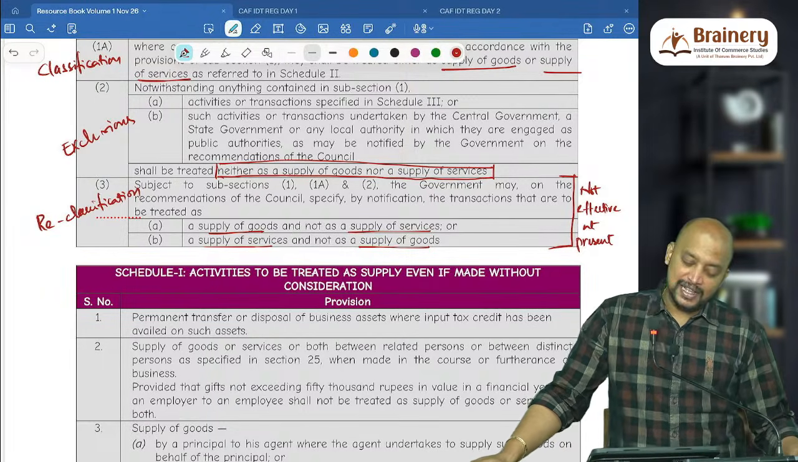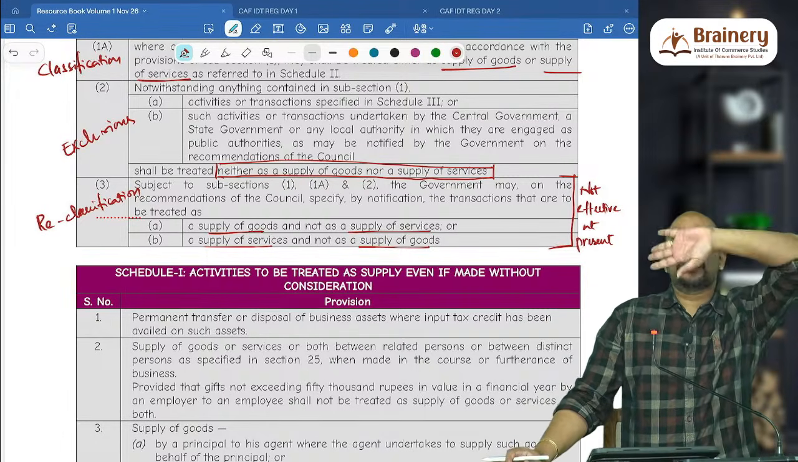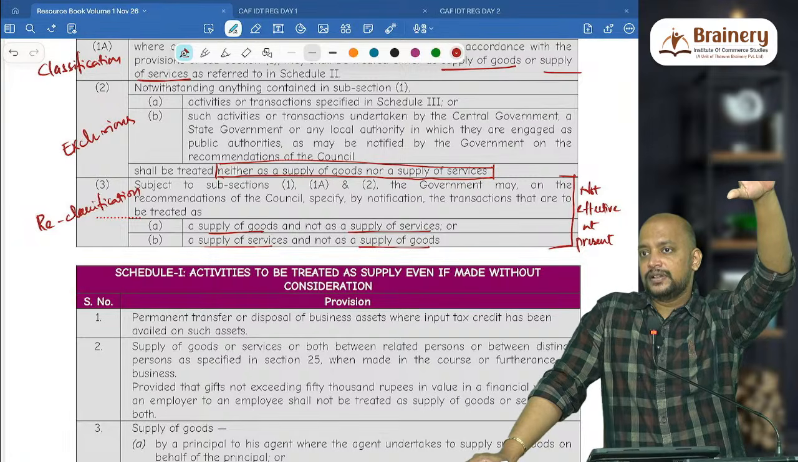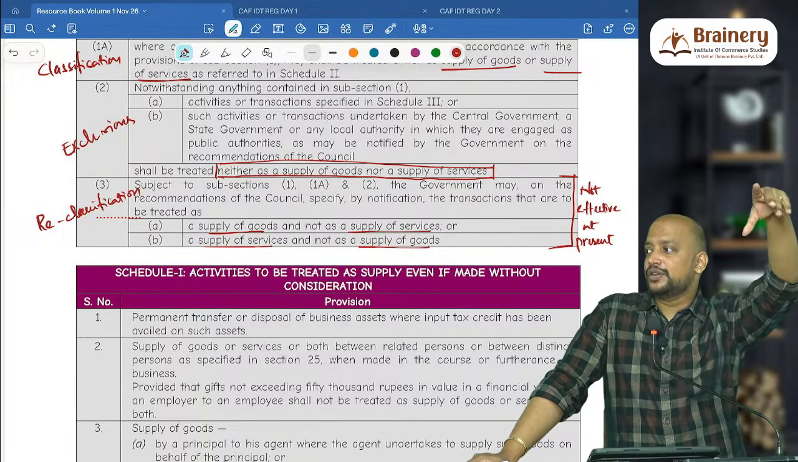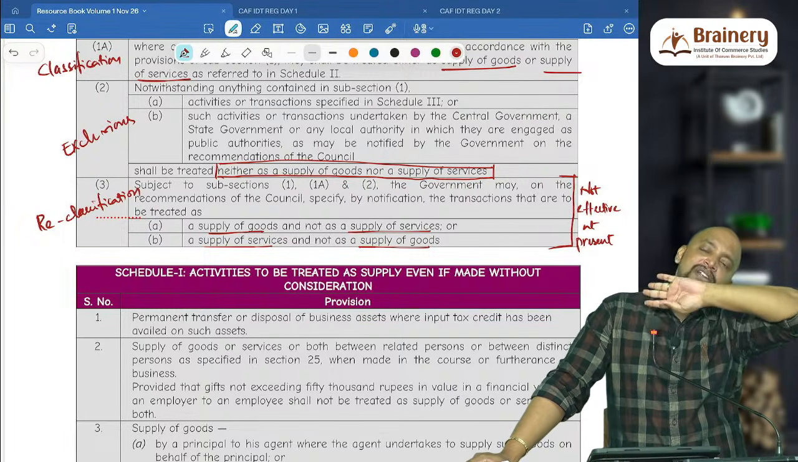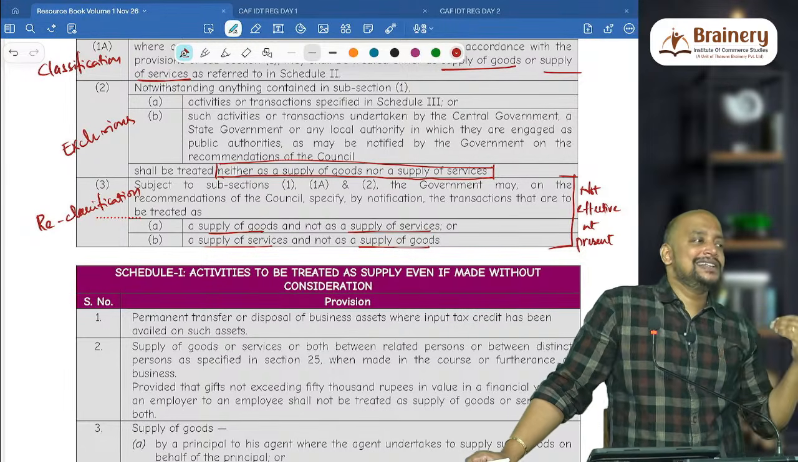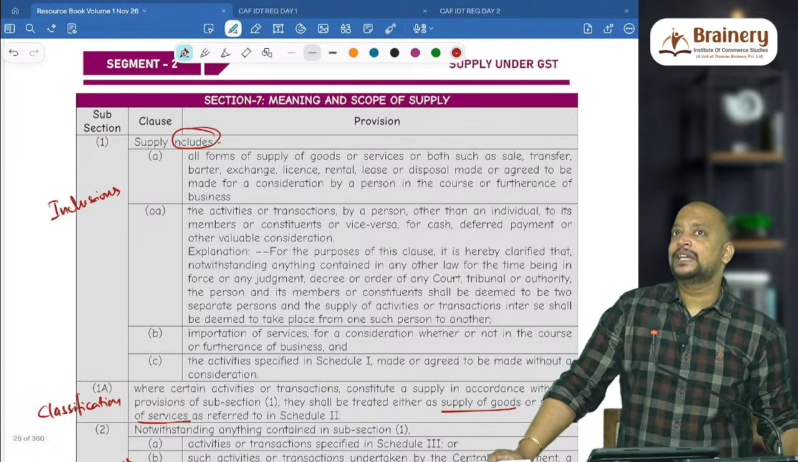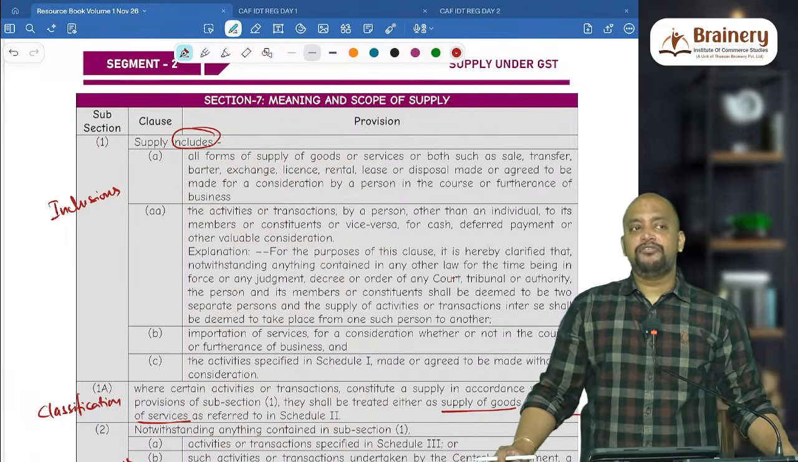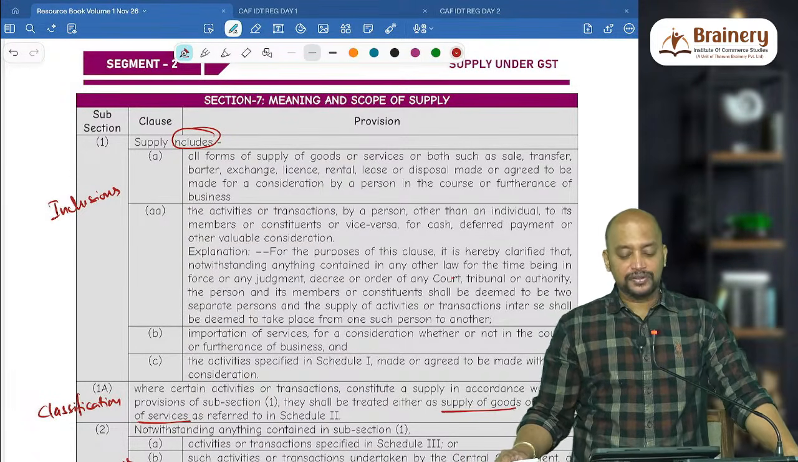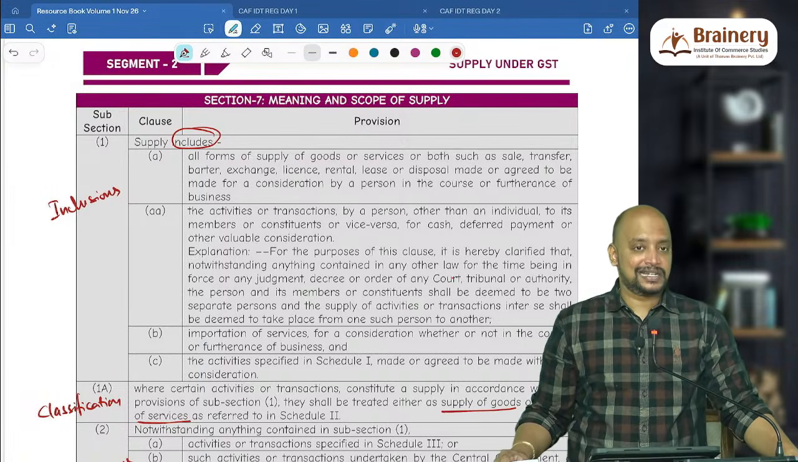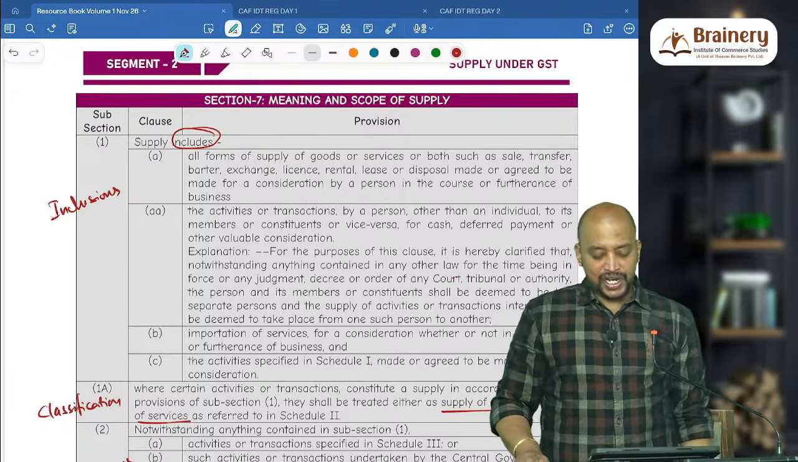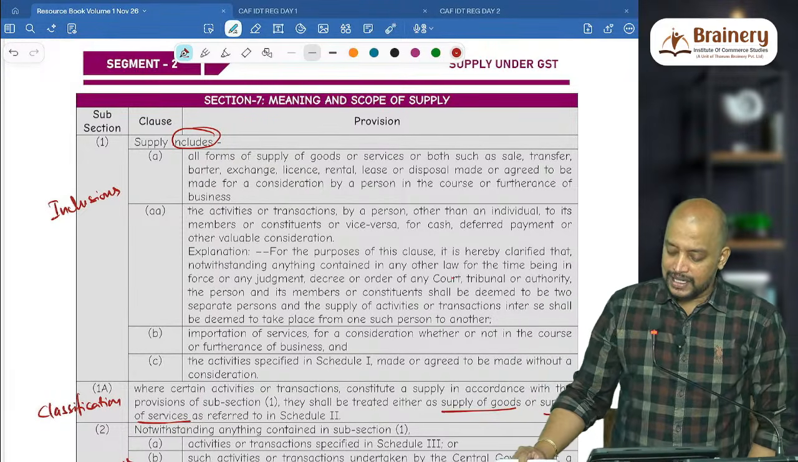You understood? Next, you understood the arrangement of the sections? 7.1 is, 7.2 is, 7.2 exclusion, 7.1A classification. So these 3 only you need to remember. Let's start with inclusions. Look into inclusions, first one, 7.1A. All forms of supply of goods or services or both, such as sale, transfer, barter, exchange, license, rental, lease or disposal.